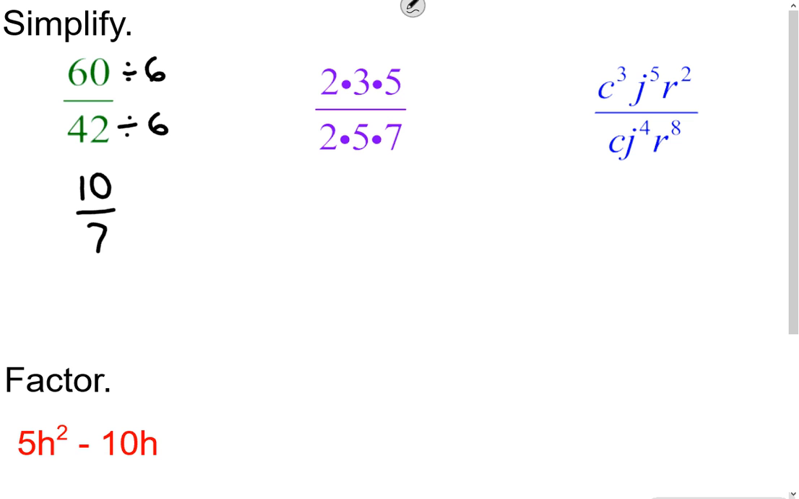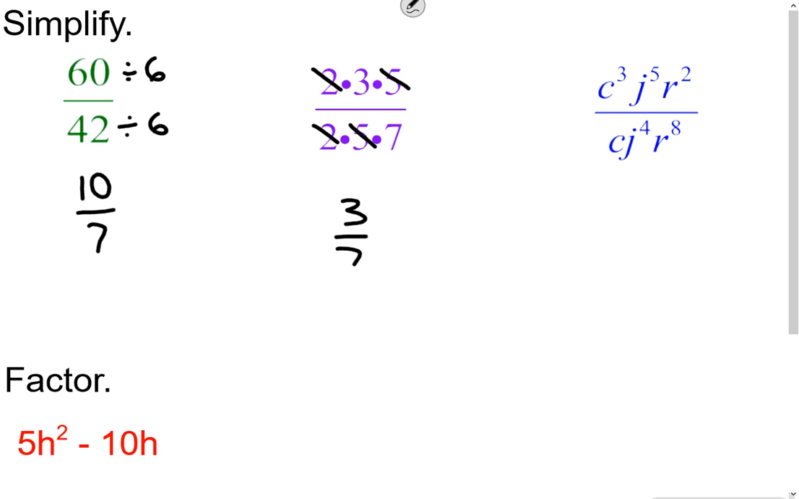In my second example, I again look for those common factors. 2 and a 2, 2 divided by 2 is 1. Essentially, they divide out. 5 and 5, common factors, those will divide out as well. So when I look at this, all that's left now is the 3/7.